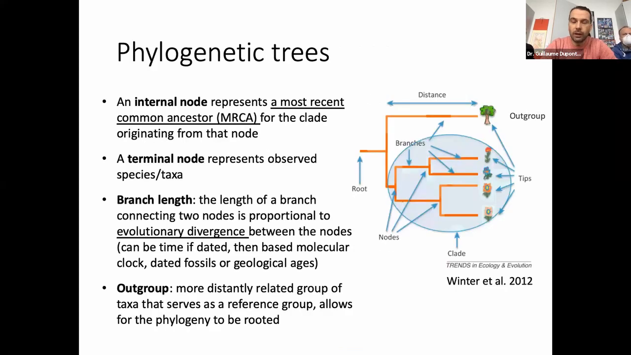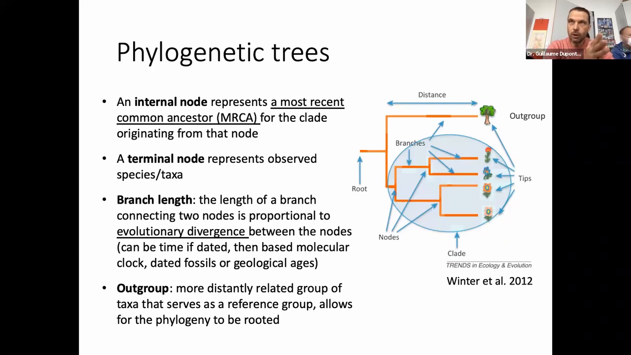But let's first explain what these trees show us. So here on this figure, you see a phylogenetic tree. You see that it consists of branches. So these are the horizontal lines. And then where these lines split, you have a node. And these nodes denote a common ancestor, typically a most recent common ancestor.